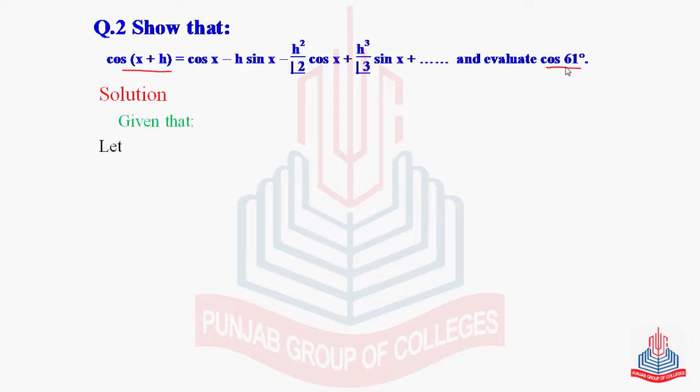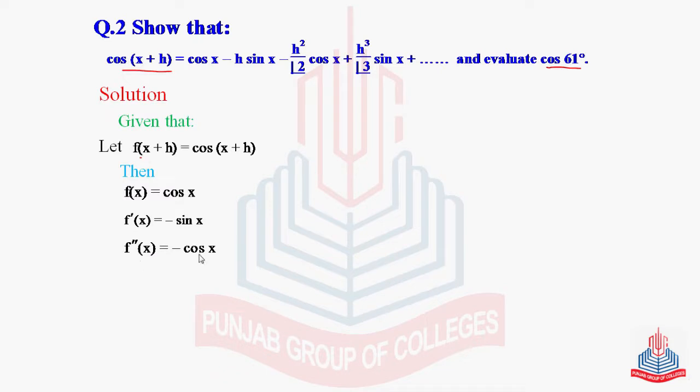Solution: given that, let f of x plus h be cos of x plus h, as we are given the function cos of x plus h, so we just name it f of x plus h. Then f of x will obviously be cos of x. Now the first derivative is minus sin x, the second derivative is minus cos x, the third derivative is plus sin x, because the derivative of cos x is minus, and this minus and minus will become plus.